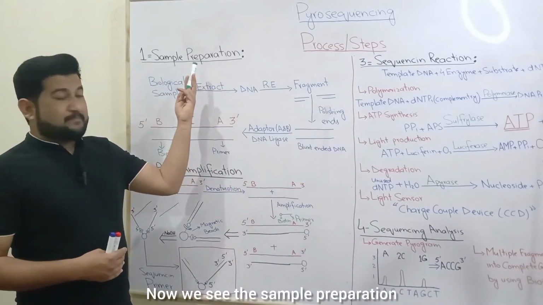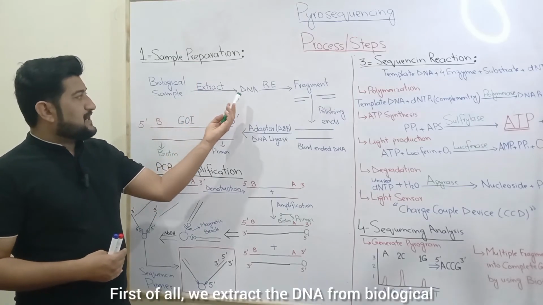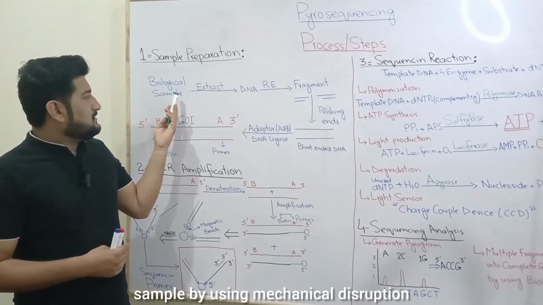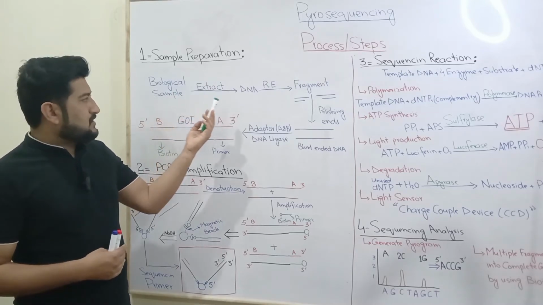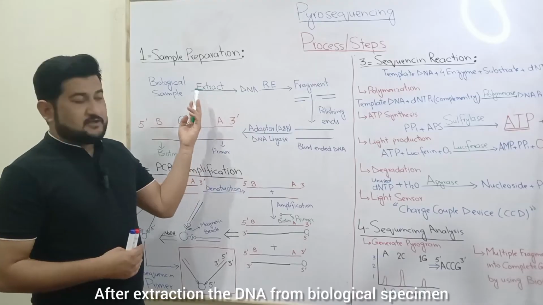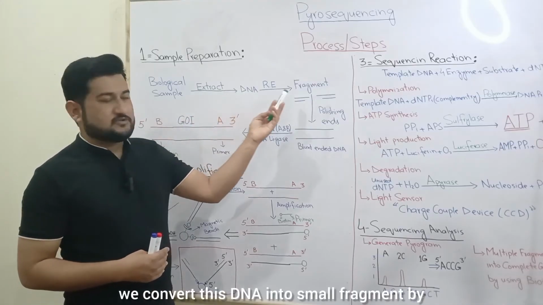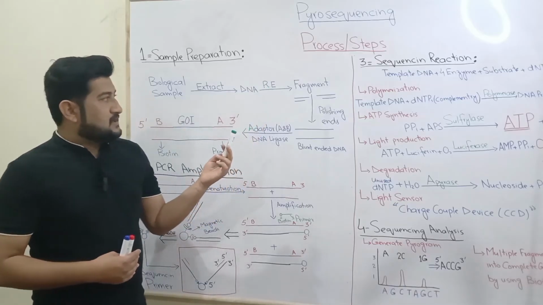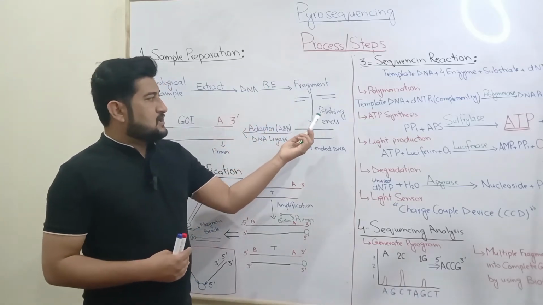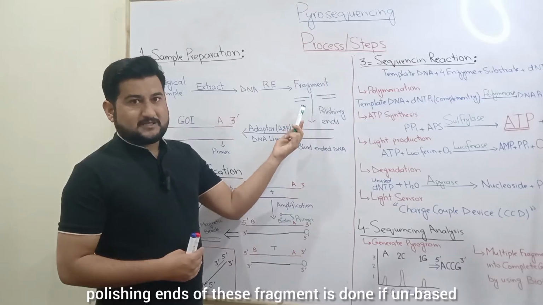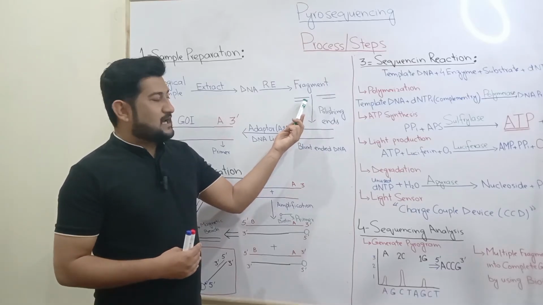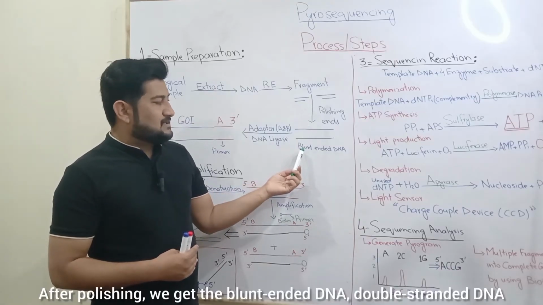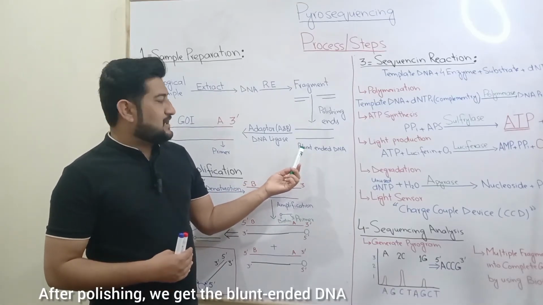Now we see the sample preparation. First of all, we extract the DNA from a biological sample by using mechanical disruption or chemical lysis. After extraction of the DNA from the biological specimen, we convert this DNA into small fragments by using an appropriate enzyme like restriction endonuclease. After fragmentation, polishing of the ends of these fragments is done if unpaired bases are present in this DNA. After polishing, we get blunt-ended, double-stranded DNA.